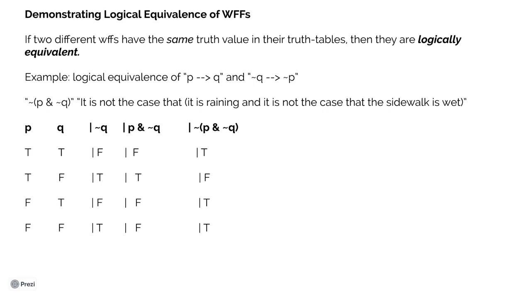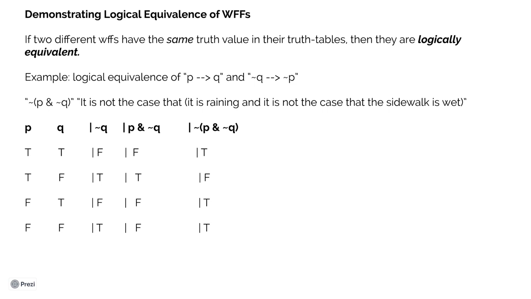So to say that two arguments are logically equivalent just means that the truth value of each type is the same. They both have the same potential for demonstrating the same truth. Here's another example. It is not the case that P and not Q.